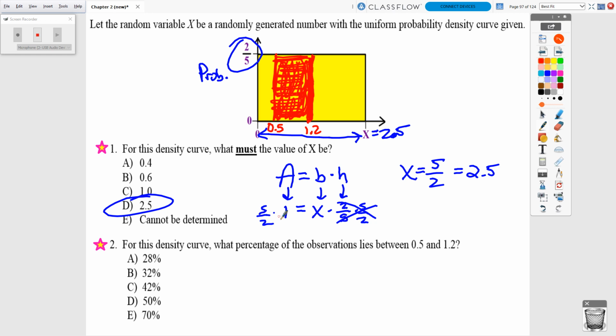So we just have a smaller rectangle to work with. So we're still going to use base times height. And so the base is the difference between 0.5 and 1.2, which would be 0.7. And the height is still the 2/5, which if you want, you could convert to a decimal. And 2/5 is the same as 0.4. So 0.7 times 0.4 is going to give us 0.28, which is 28%.